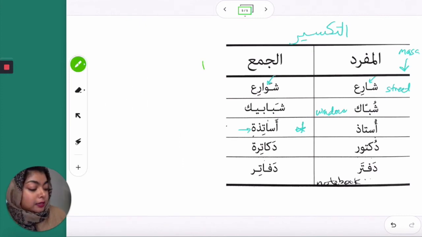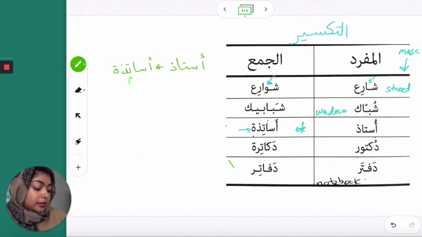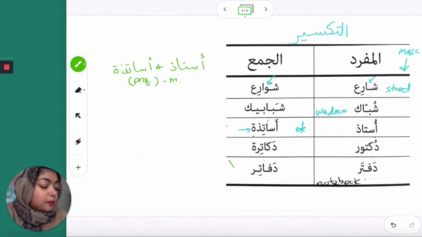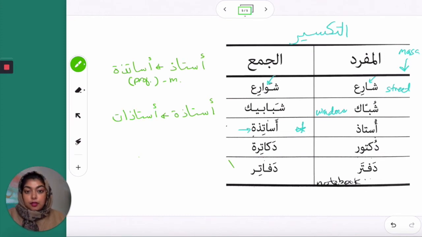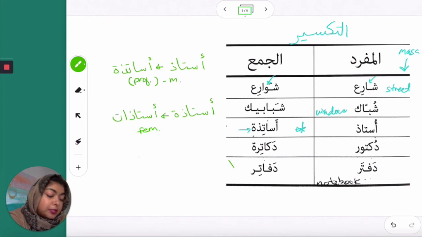Okay, so I'm going to just put here. So you have ustad becomes asatida. So that's professor and professors or teacher. And it's masculine. But if you have the feminine, ustada, because it follows jama' mu'annath, change the ta marbuta to alif ta. Ustadat. Okay? Ustada, ustadat versus ustad, asatida. So this is the same thing, but feminine.